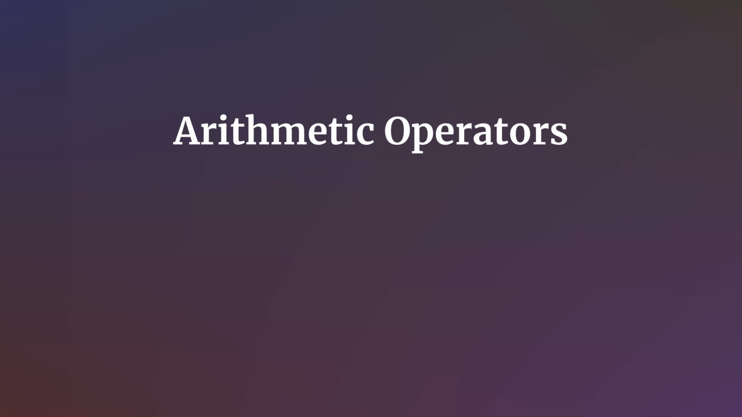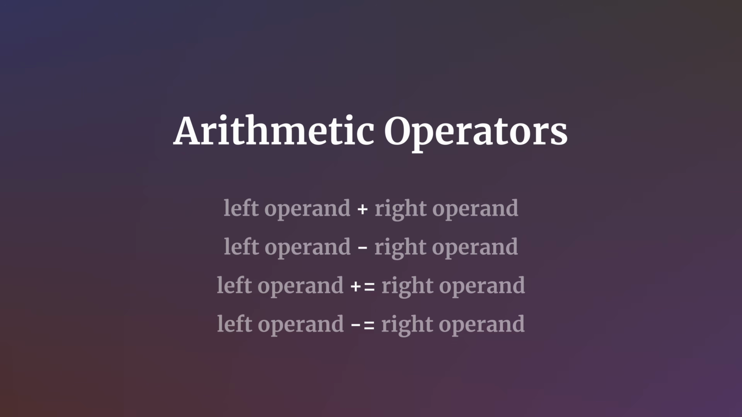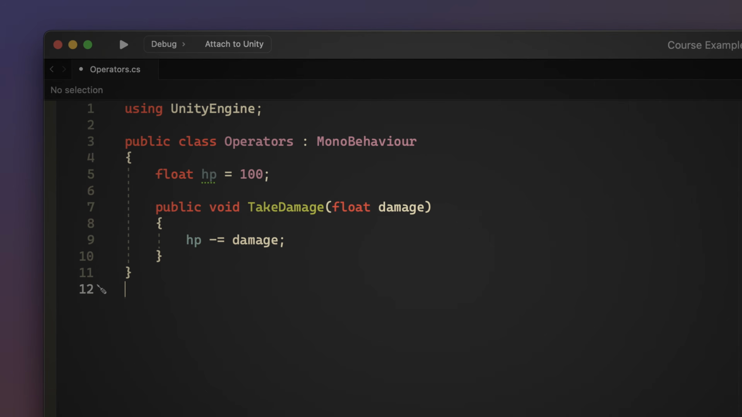Arithmetic operators can be used to manipulate numbers. For example, the addition and subtraction operators can be used to add or subtract numbers together, while the addition assignment and subtraction assignment operators can be used to add or subtract from an existing value without overwriting it. Essentially, this is the same as assigning a value to itself, plus or minus an additional amount.